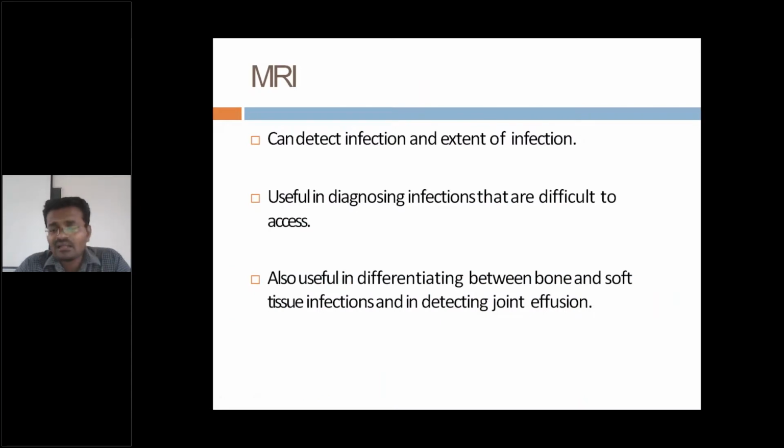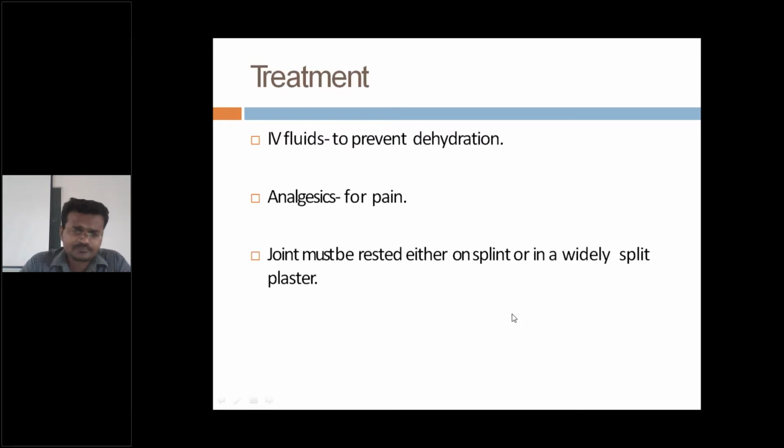And MRI. Why MRI? We can know the extent of damage and the extent of spread of the pus. Sometimes it may sweep through the muscular planes. It can detect infection and its extent. It is used in diagnosing infections that are difficult to access, also in differentiating between bone and soft tissue infections and in detecting joint effusions.